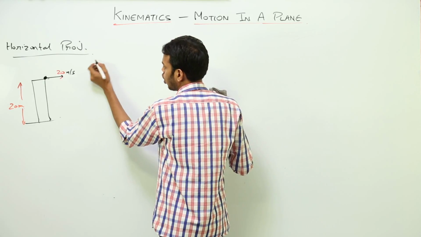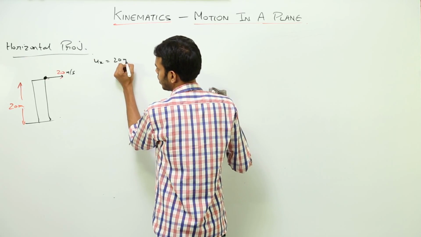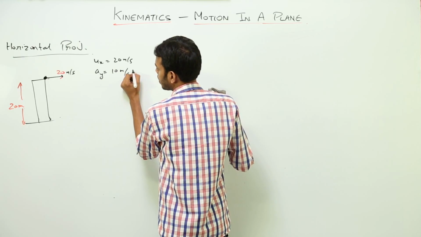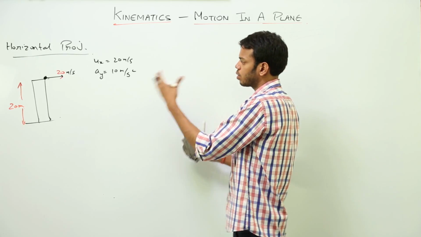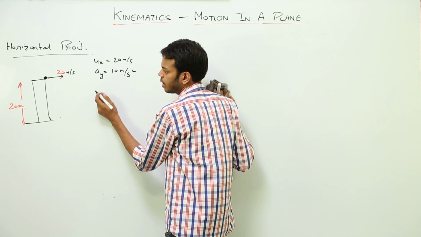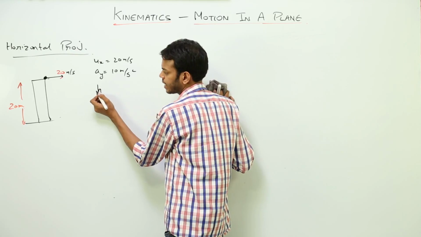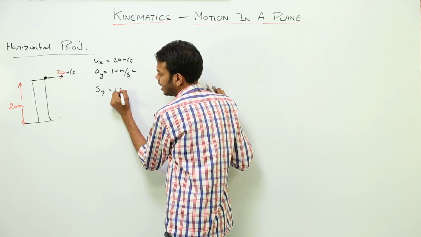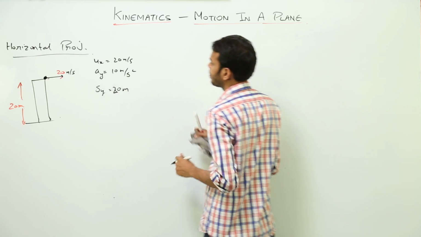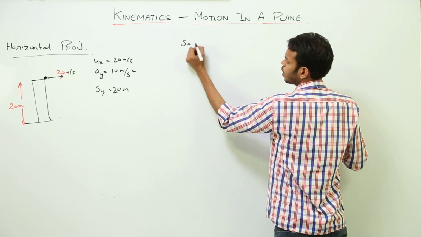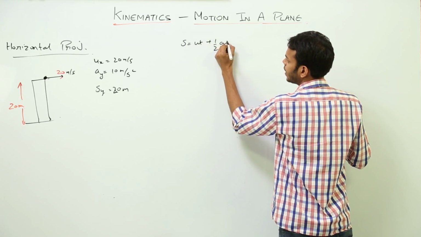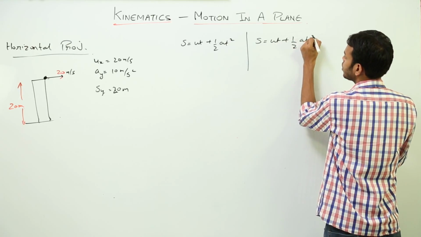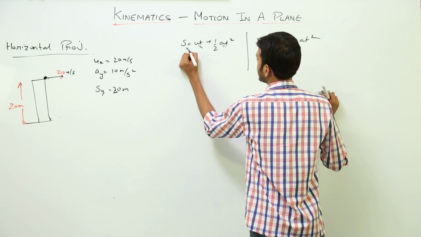What are the values we have? We have initial velocity along x-axis 20, we have acceleration due to gravity 10, but along y-axis only. You can take it 9.8, but for solving an example like this I'll be preferring the value 10. Then distance along y-axis, so instead of h I'll be writing displacement along y-axis is 20 meters, right? Let's apply the formulas. S equal to ut plus half at square, along x and along y.